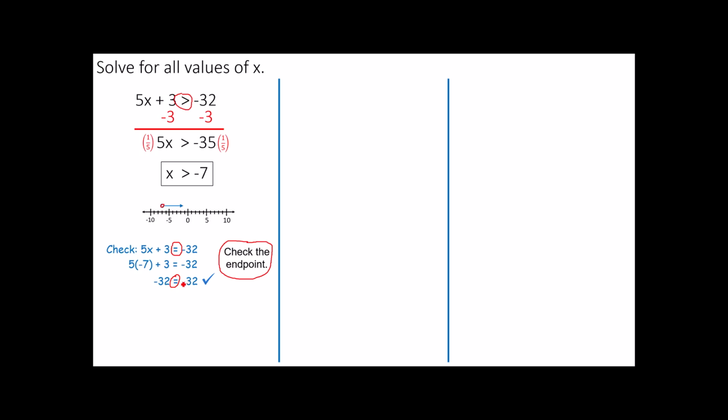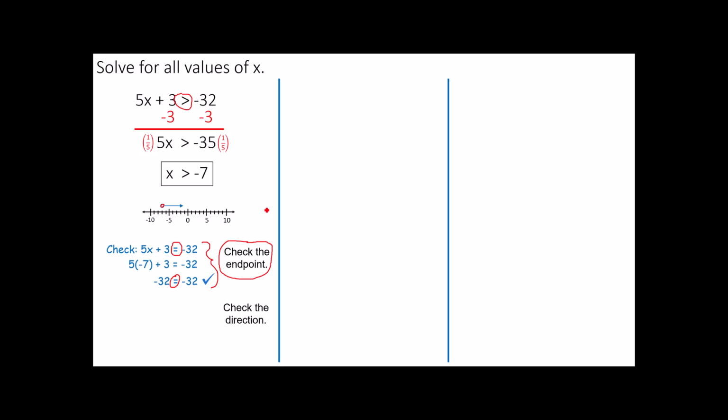Now notice the circle is open, so even though we have to check this, this should not be true in our original equation. Negative 32 is equal to negative 32, so that is in the right spot, but the negative 7 is not a solution because we're only looking for things that are greater than.